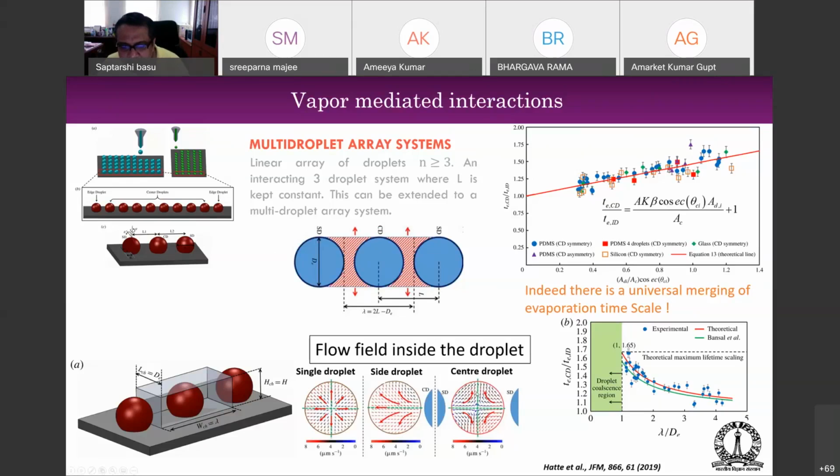Now you have the center droplet, which is flanked by two side droplets, as you can see from both sides. Here you can see that the flow shows this very weird pattern. That is because evaporation is suppressed on two sides. So naturally, the flow is going to converge on these two, right? And because it is symmetric, it shows that very nice symmetric distribution. Okay. So this was a very interesting flow physics apart from the universal merging of the time scales.